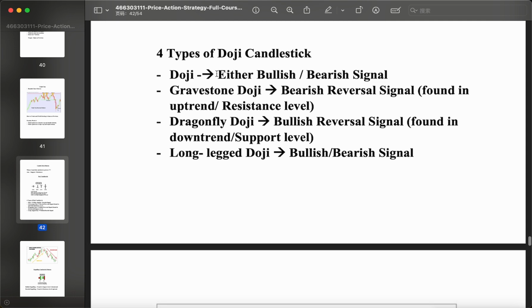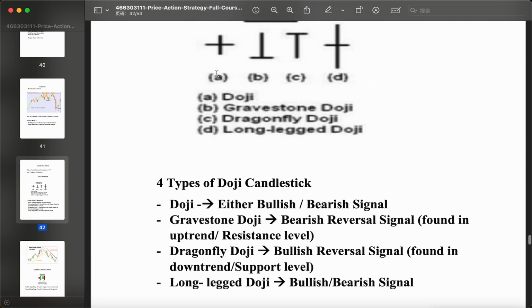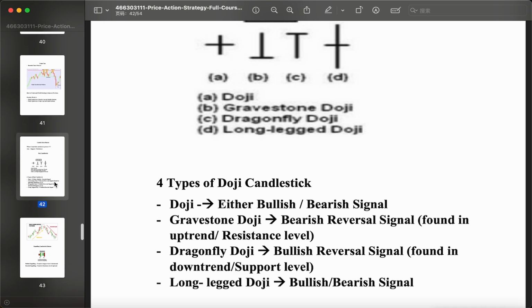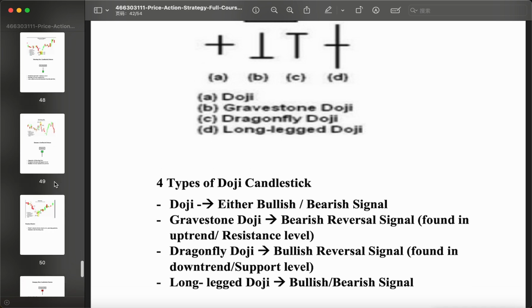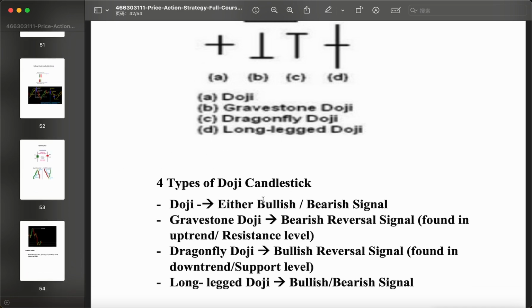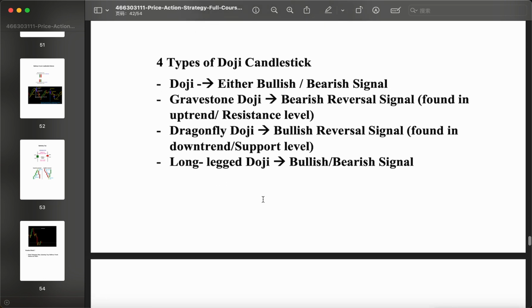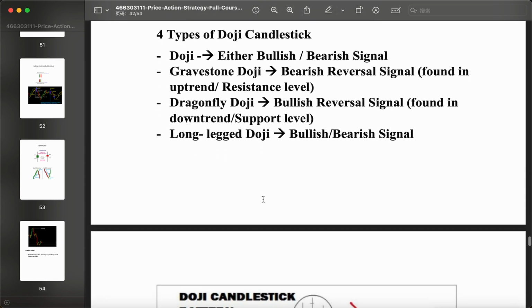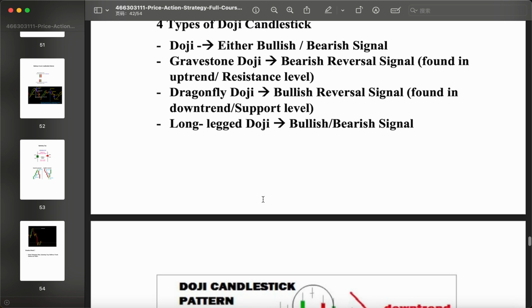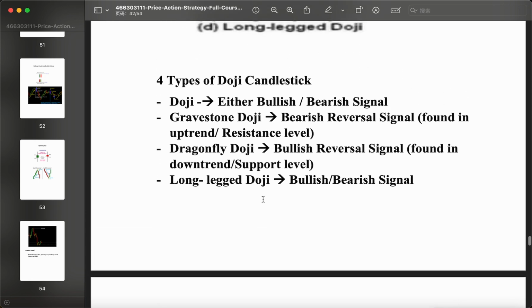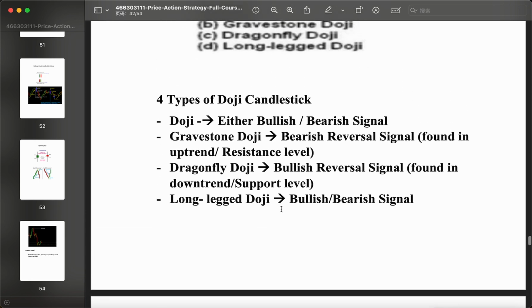With the first Doji, you have to gamble because you don't know if the price is going low or going high. It could go in two different directions. That's why the Doji star could be either a bullish or bearish signal. The second, the gravestone Doji, is a bearish reversal signal. You can find that in an uptrend and at a resistance level.